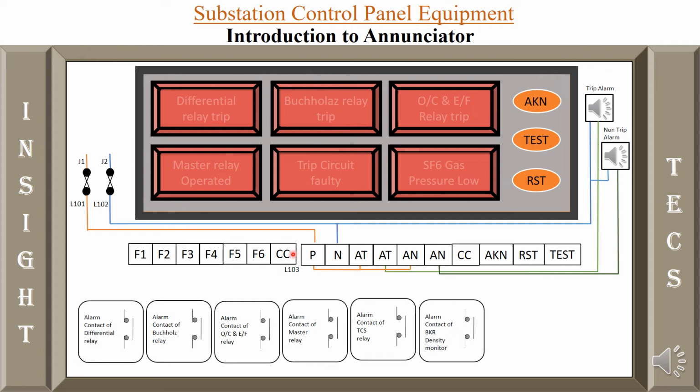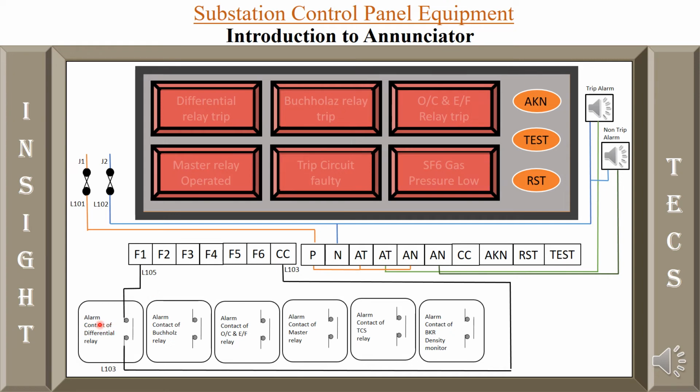First of all, we have to provide a common connection CC, that we will call L103. It is provided to all the relay contacts. One by one we will see each individual relay. Now let us understand only the differential relay. L103 is connected to the differential relay contact. Then the other side of the differential relay contact is connected to F1, and we will call it L105.